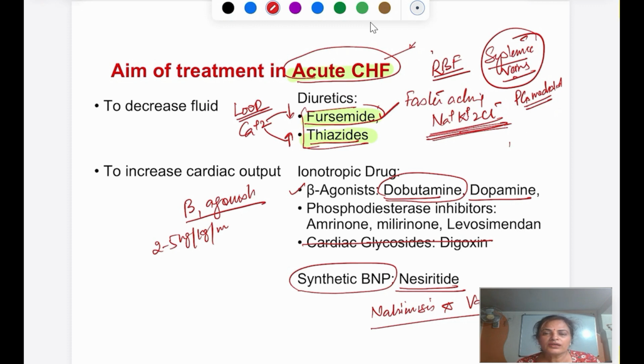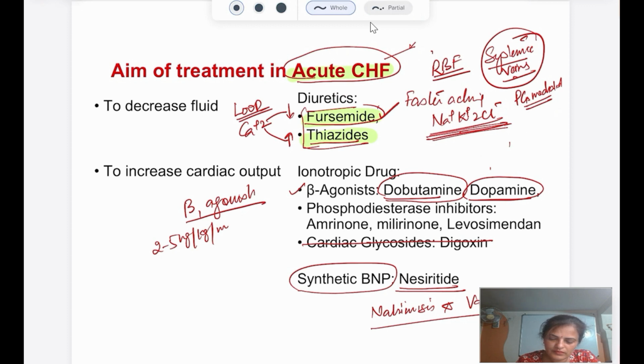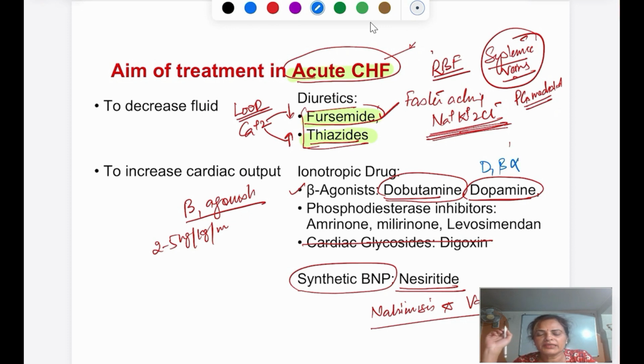Second one is dopamine. Dopamine has a dose dependent action. So this is going to stimulate all the receptors: dopamine, then beta receptor, dopamine, beta and alpha. So it has a dose dependent action.